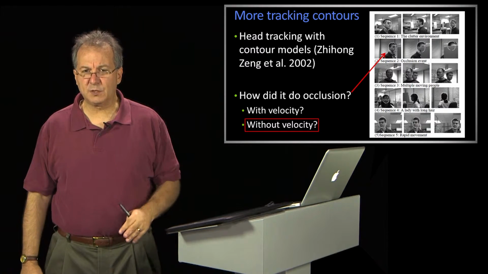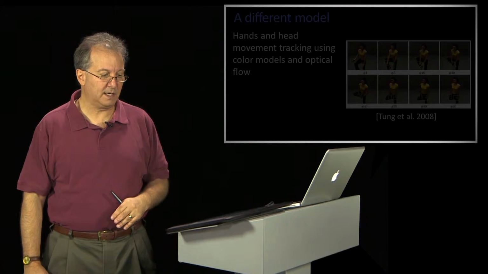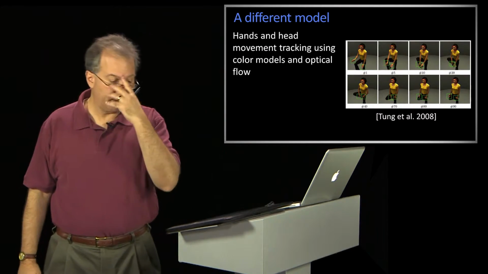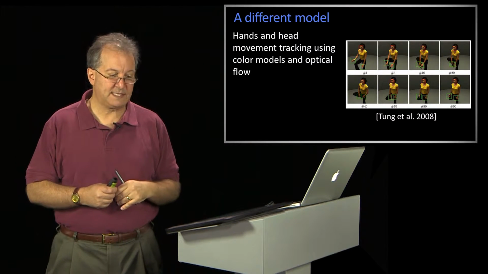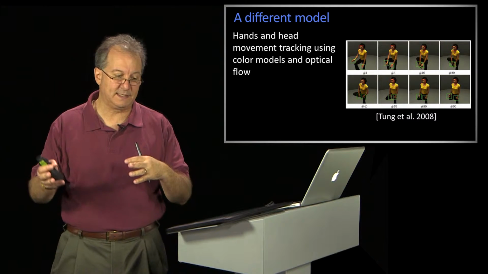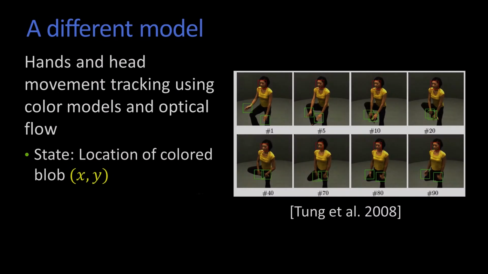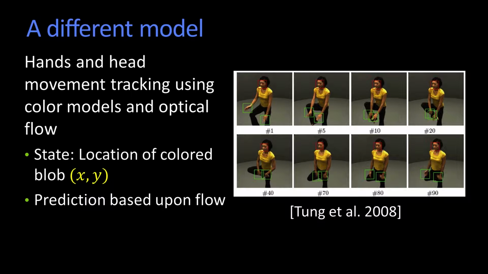You can do interesting things with states. So here we have the head contour. Another kind of model is, suppose you've got some way of detecting colored blobs that represent, say, hands and head. Now your state might be the XY location of the hands and head, and your measurement might be where you think the colored blobs are, and your sensor model might be how well the predicted blobs match the color.